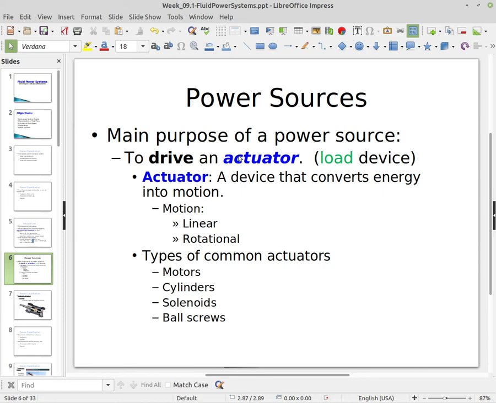Alright, so the main purpose of the power source, as we've discussed before, is to use an actuator to make something work. So an actuator is a device that converts energy into motion. It can be linear motion or rotational motion.